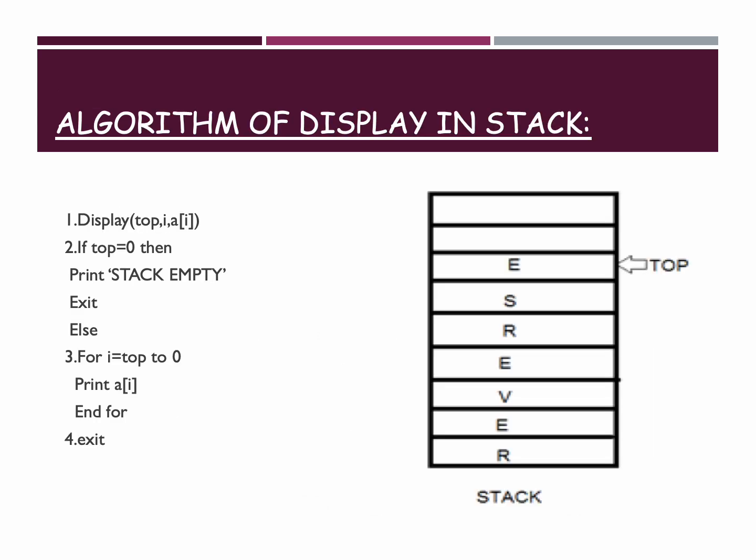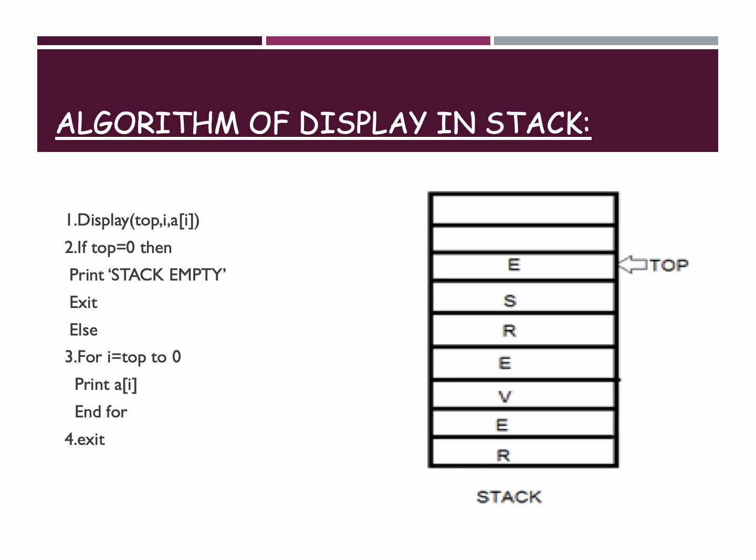Okay, so here is another algorithm to display in stack. So the function display has the parameters top, I and A[I]: top, indicating the current position of the stack, I for iteration, and A[I], the stack array elements. On step 2, it checks for stack empty. So the condition checks if top equal to 0, which means the stack is empty. If the stack is empty, it prints stack empty and exit.